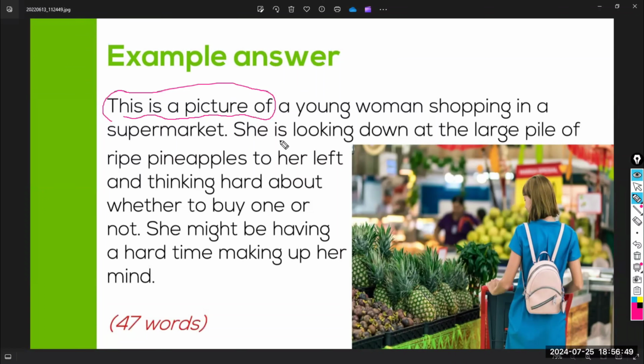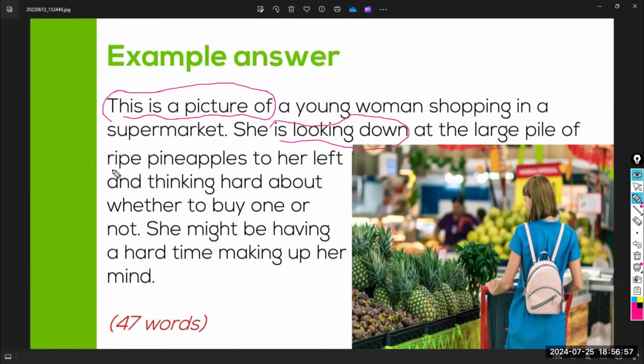Okay, she is looking down. This is the action verb. At the large pile, this is an adjective, of ripe, this is another adjective, pineapples to her left. These are what I meant by directions: left, right, up, down, beneath, near. And thinking hard, this is an adverb, about whether to buy one or maybe not. She might, this is my suggestion, this is my guess, she might be having a hard time making up her mind.